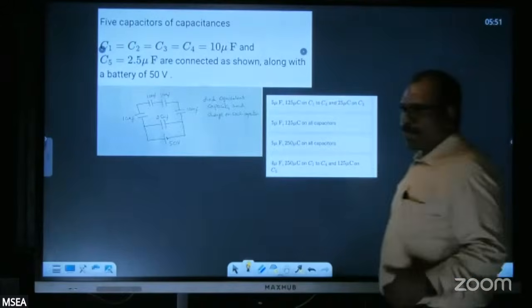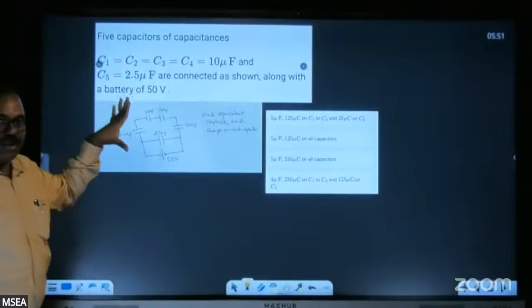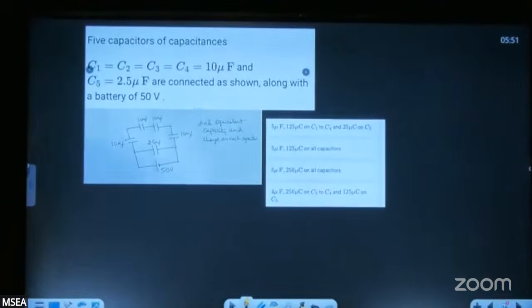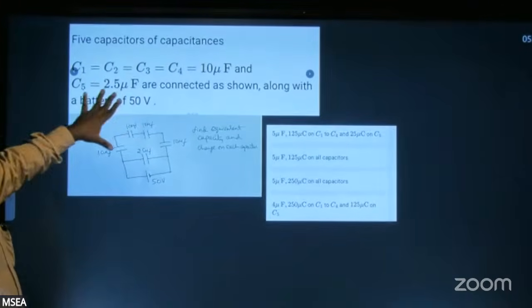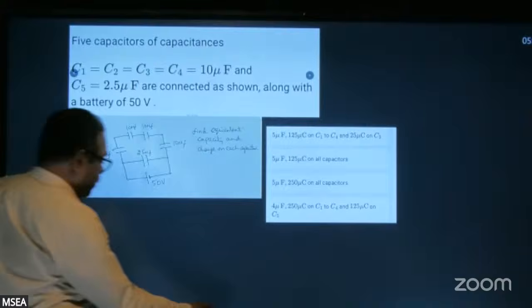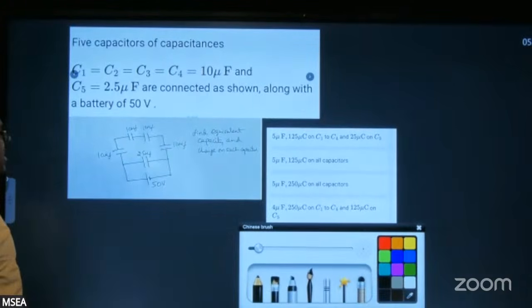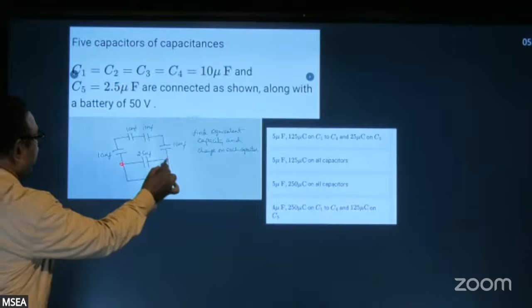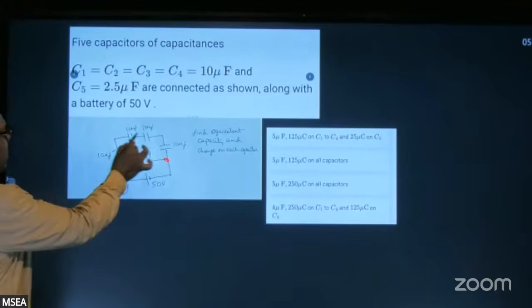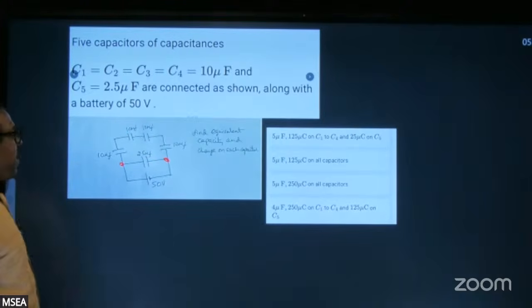Yes. Now we come to capacitors. This is a 2026 question. Let us see. Five capacitors are given. Let us see how to do this question. These are the capacitors. Find the equivalent capacitor and charge on each capacitor. How are these connected? Let us take. These all are connected. 1, 2, 3, 4 are connected in parallel.